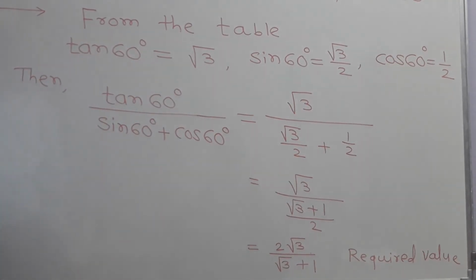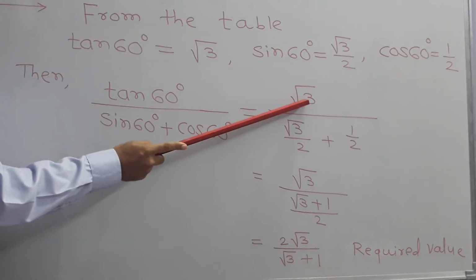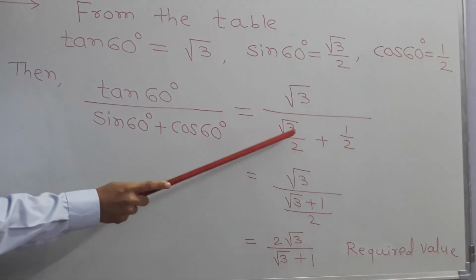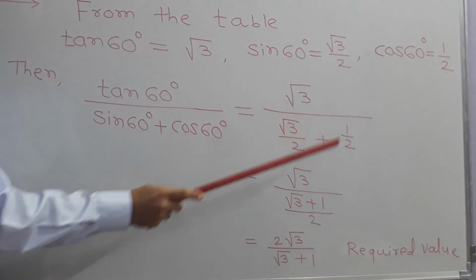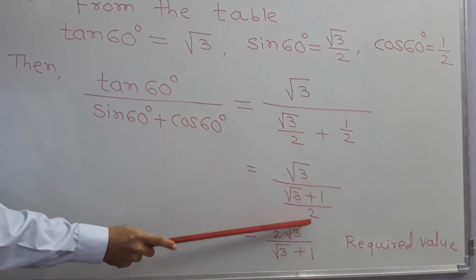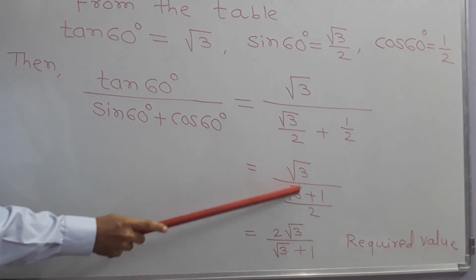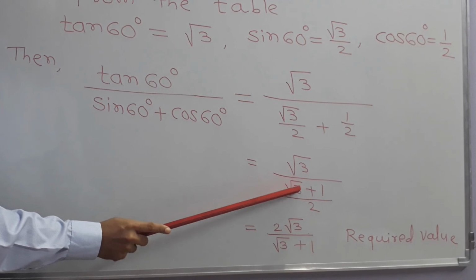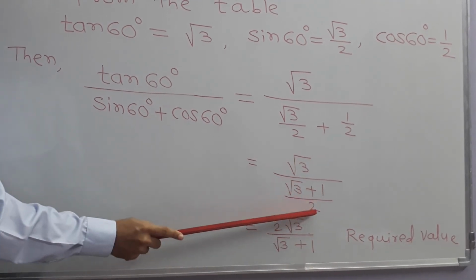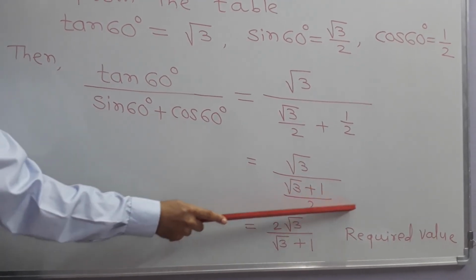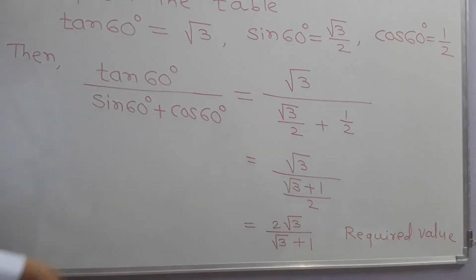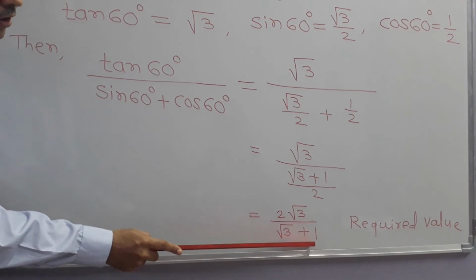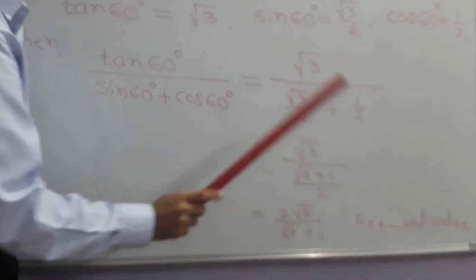Then the further part is the calculation part. So root 3 remains as it is. See here, denominators are the same, so we can add the numerators. So root 3 plus 1 is written here, divided by the common denominator. Root 3 and root 3 are not going to be cancelled. Then root 3 plus 1 remains as it is, divided by 2, and this 2 will come in the numerator. So that becomes 2 root 3 divided by root 3 plus 1, which is the required value.